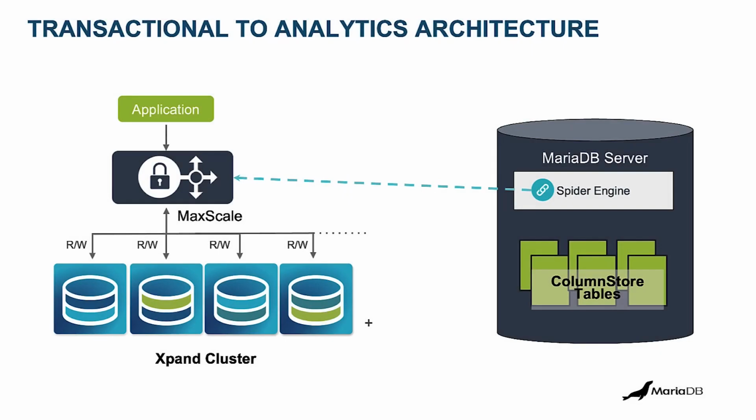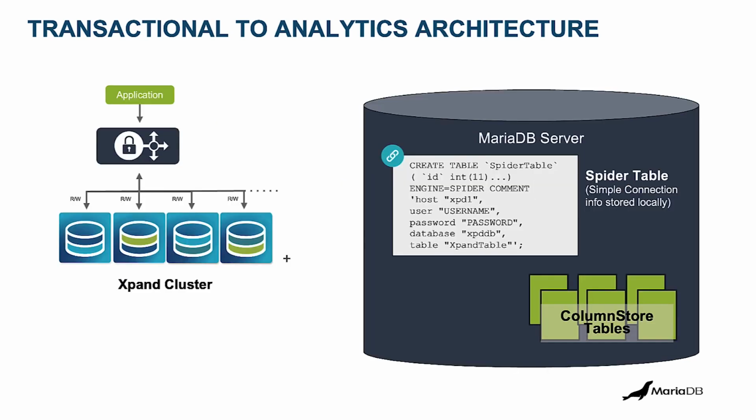So let's take a quick look of what that looks like here. In our demonstration, I will have the Xpand cluster, and that will actually just be a single Docker image to simulate that Xpand cluster. There'll be a MariaDB server, also a Docker image with Columnstore and Spider engine installed, and it will point to my Xpand cluster. Remember, we have MaxScale in front of almost all of our installations.